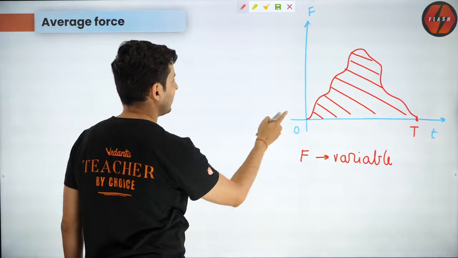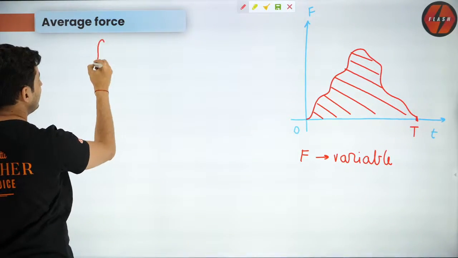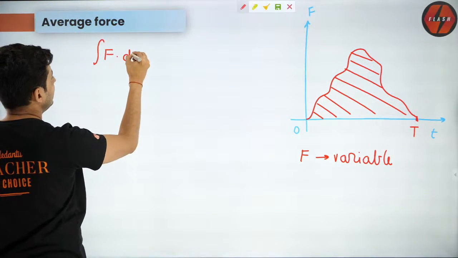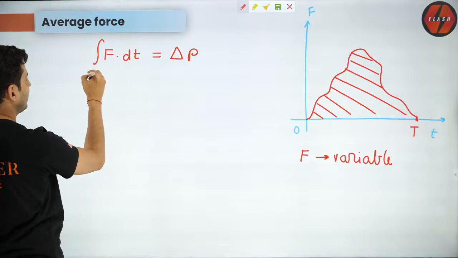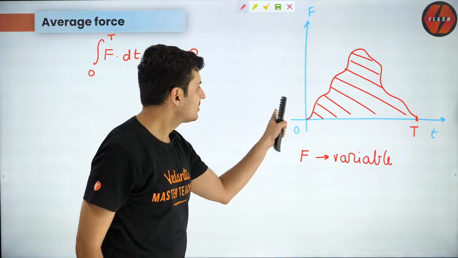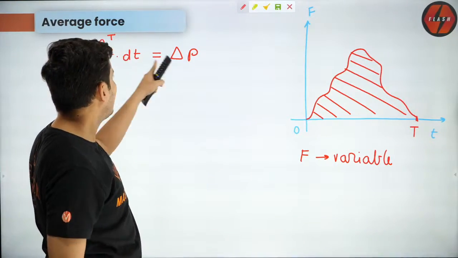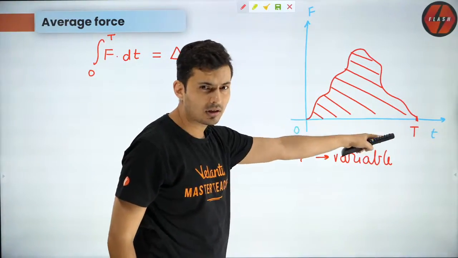So think about it. The area under the red graph, which will be integral f dt, is going to give me the change in momentum of that body from 0 to t, of course. I hope everybody gets this. If I integrate it from 0 to t, I'll get what change in momentum this variable force has caused.